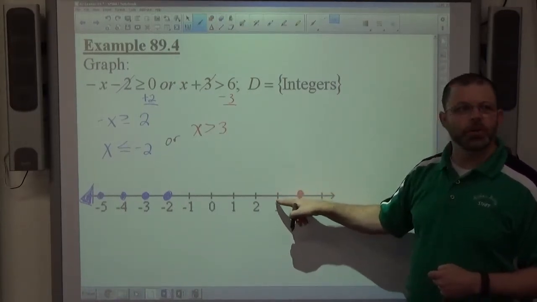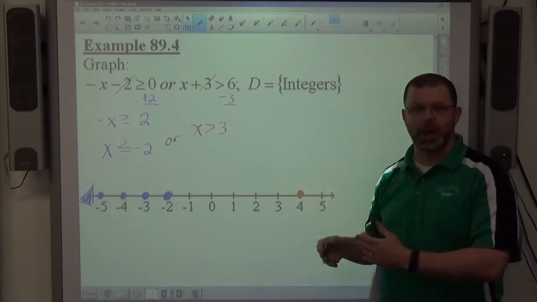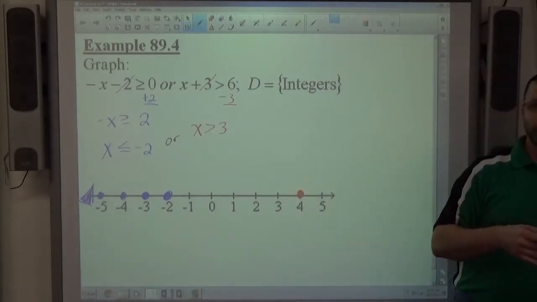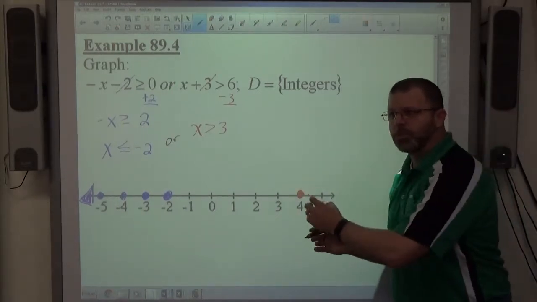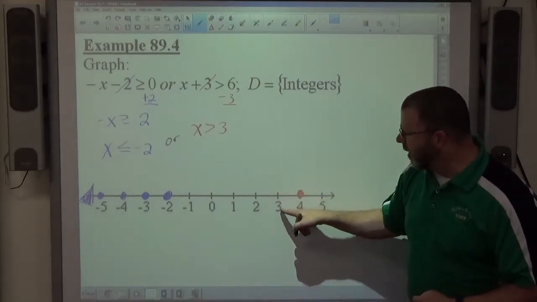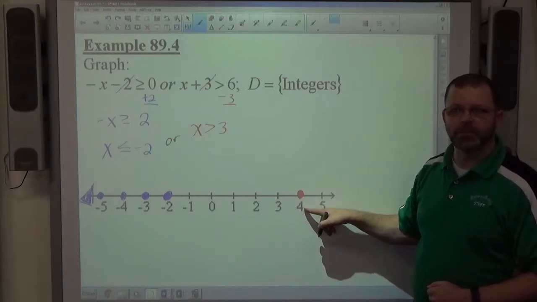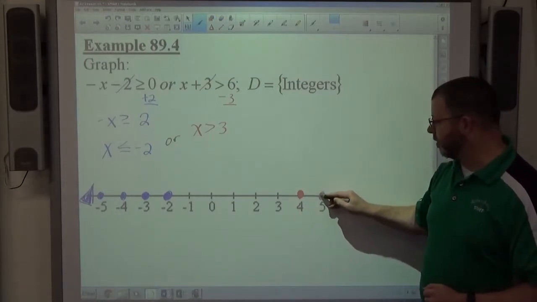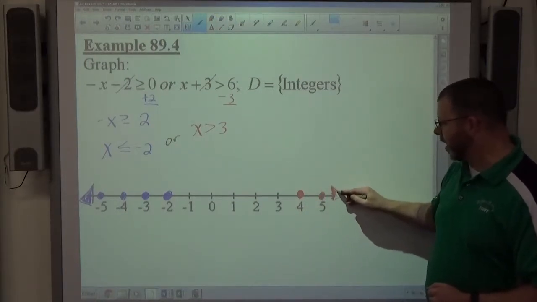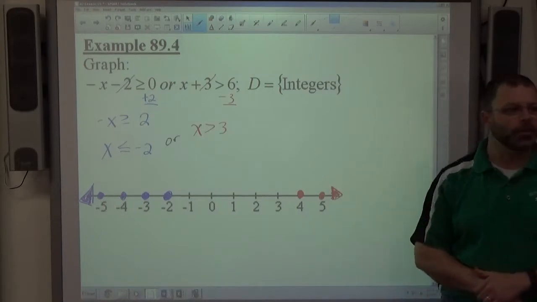I don't have to put an open circle at 3 because I don't have to get really, really close to 3. I don't have to include 3.00000001. That's why the open circle would be there. The 3 is not greater than 3. 4 is. That's the first integer that makes that true. 5 is also greater than 3, still an integer. Everything to the right of that looks like an integer is going to be greater than 3 also.